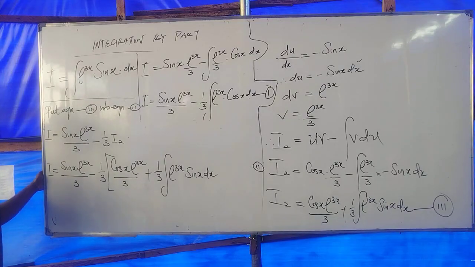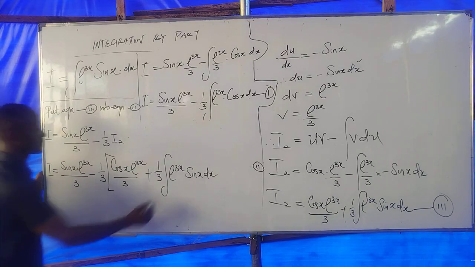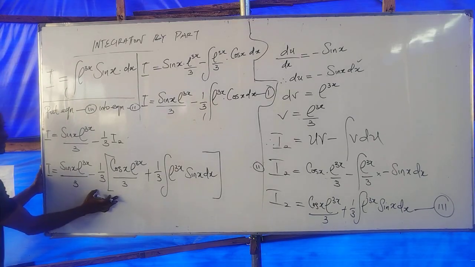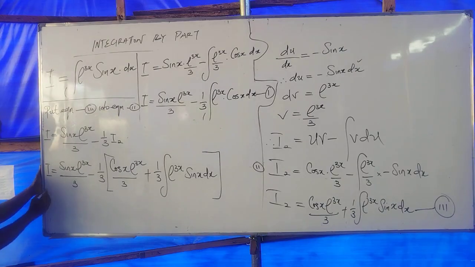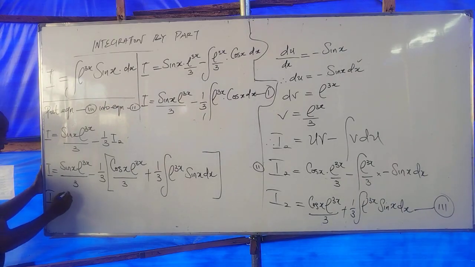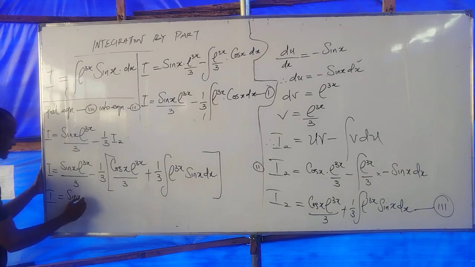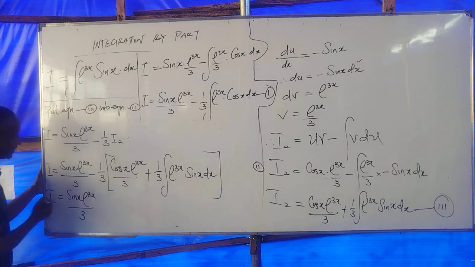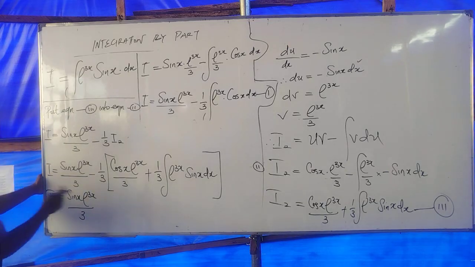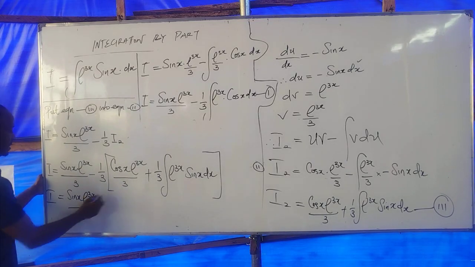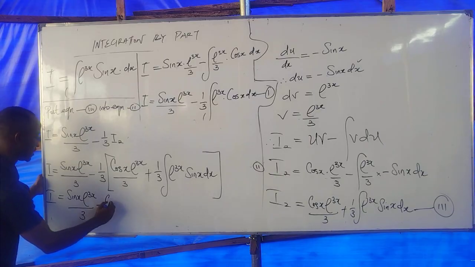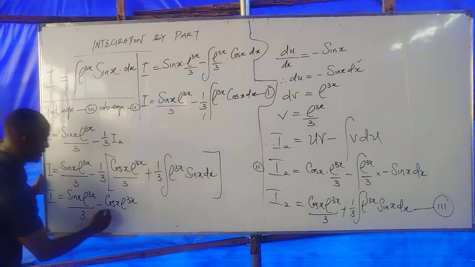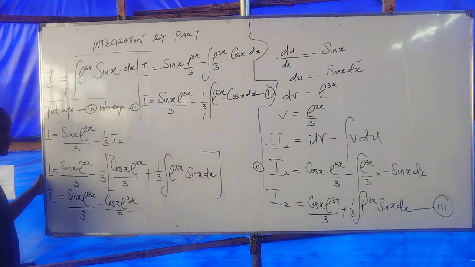Are you following? Hello, student. Are you following? Okay. Can we expand this out? This will give us what? Let's go. I equals to sine x exponential 3x over 3. Can we multiply this out? What do you have here? Minus cos x exponential 3x over 9, right?